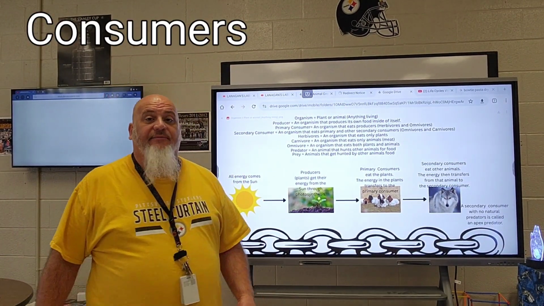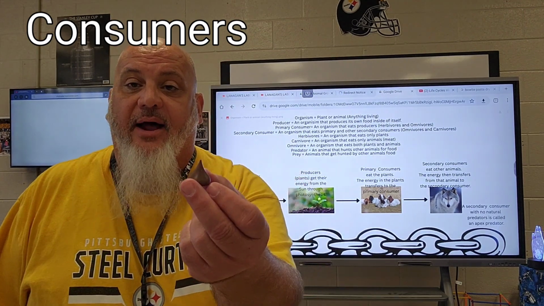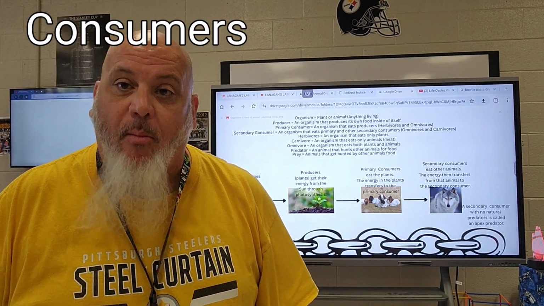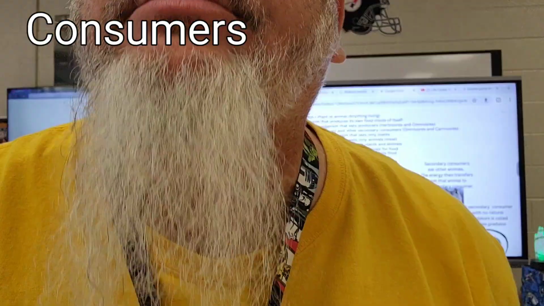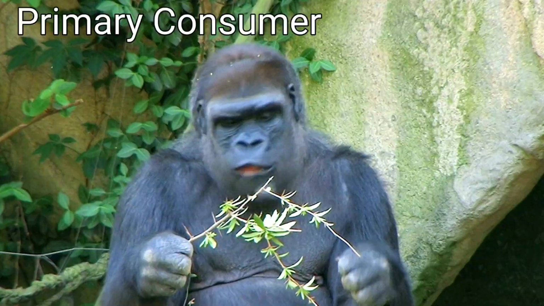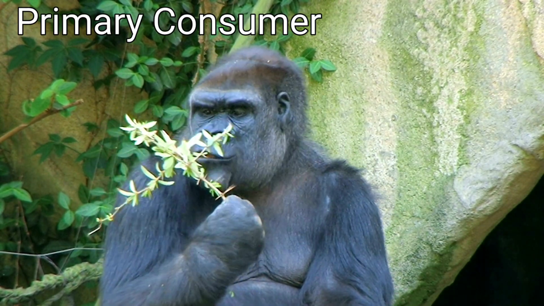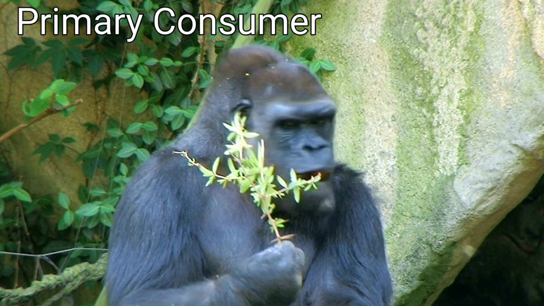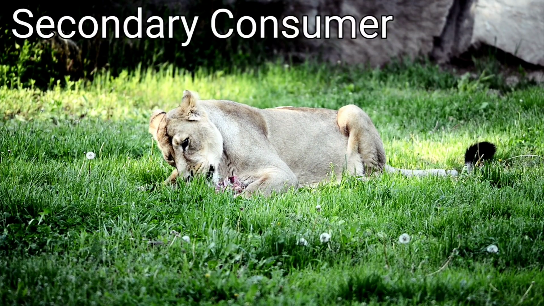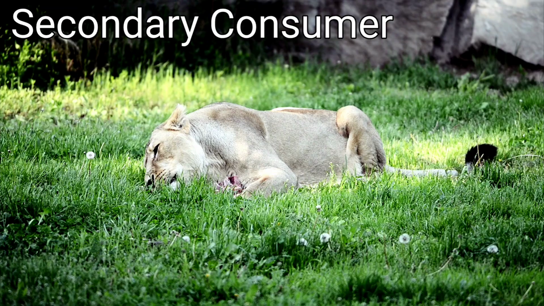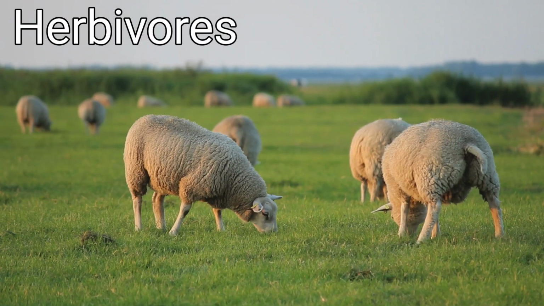And consumers have to get the food from outside their body. Primary consumers are the first consumers. They're the ones that are eating the producers. Secondary consumers, they eat primary consumers, and they sometimes eat other secondary consumers.